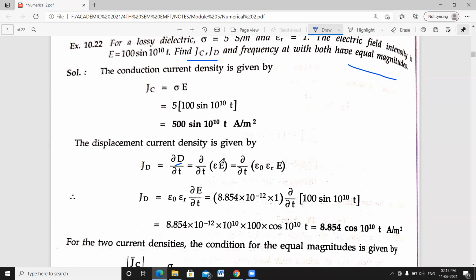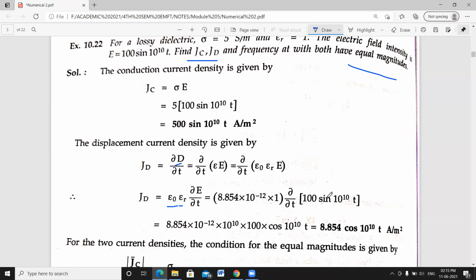Electric flux density is epsilon times electric field intensity, that is nothing but epsilon naught epsilon R into E. Epsilon naught epsilon R is a constant value, so we only differentiate E with respect to t. Therefore, epsilon naught is 8.854 into 10 to the minus 12, into 1.